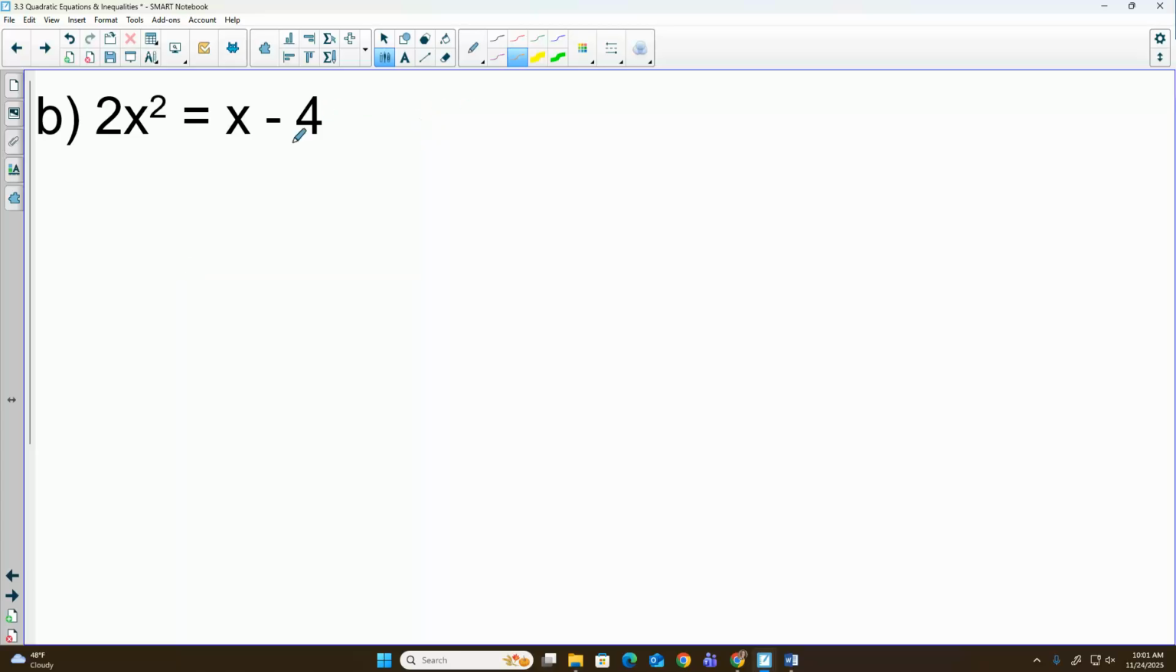So does it matter if I move over my 2x squared or my x? No. In quadratic formula, unlike when we do slip and slide or complete the square, A can be negative, so it doesn't matter. It's just whatever you're most comfortable with. So which side do you want to move everything to? Okay, so it would be 2x squared, subtract the x and add the 4.